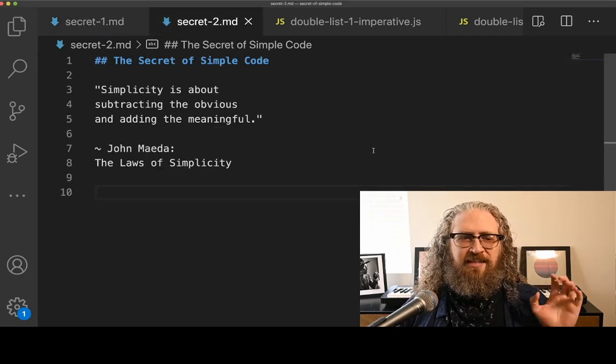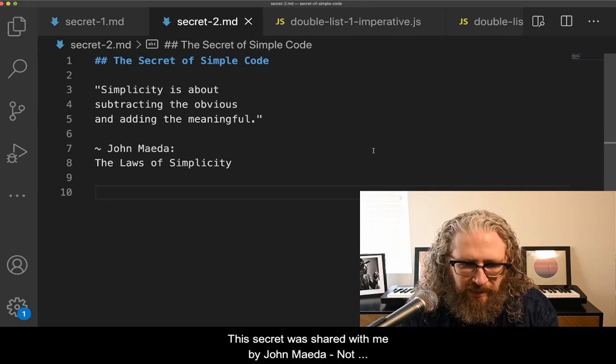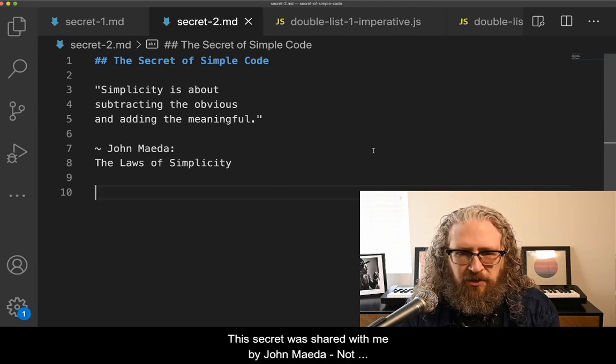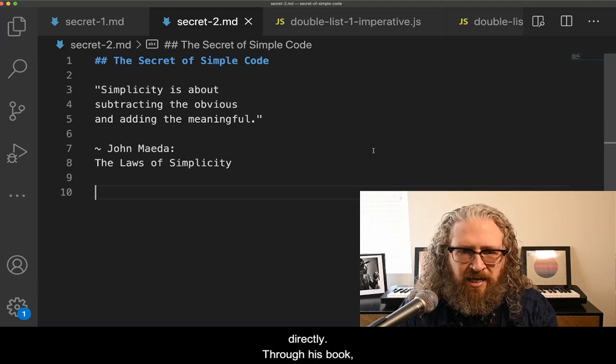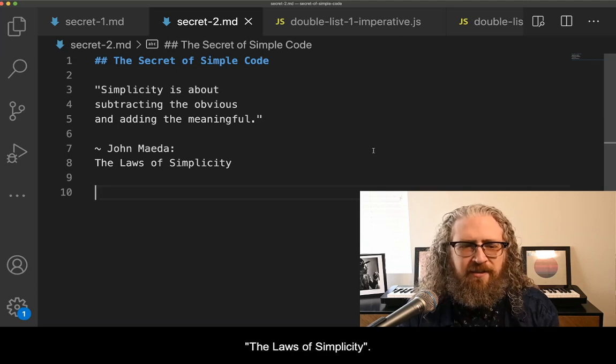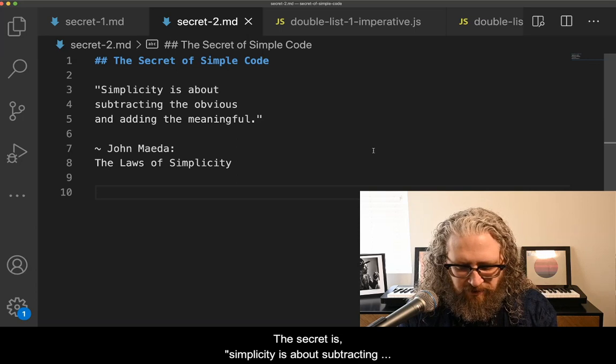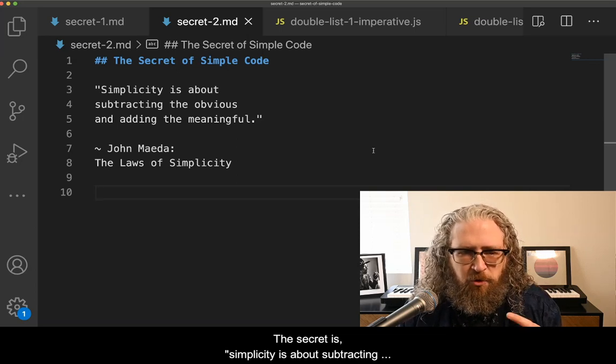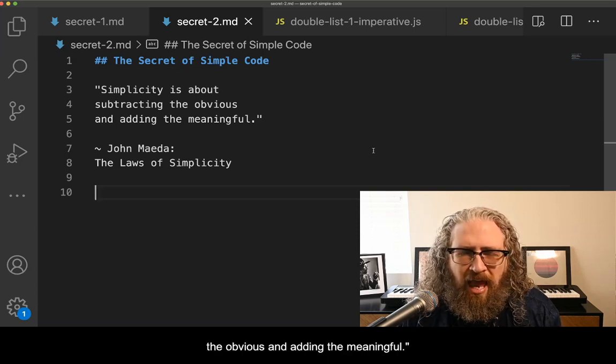So, secret number two. This secret was shared with me by John Maeda, not directly, through his book, The Laws of Simplicity. The secret is, simplicity is about subtracting the obvious and adding the meaningful.